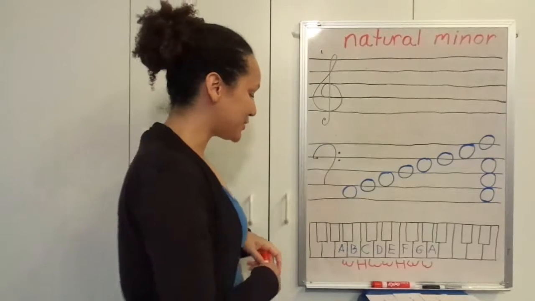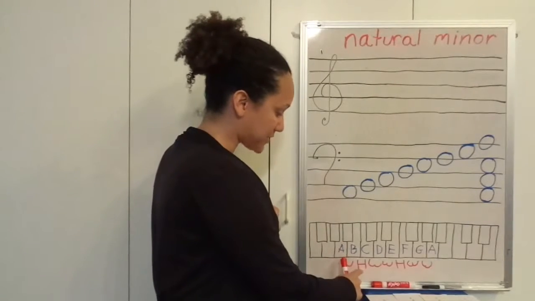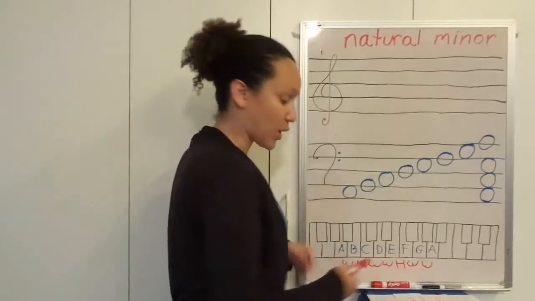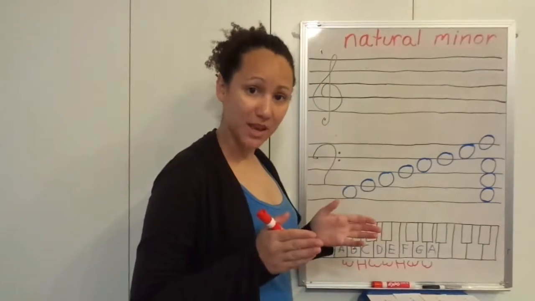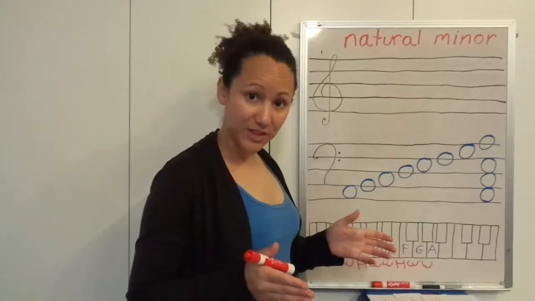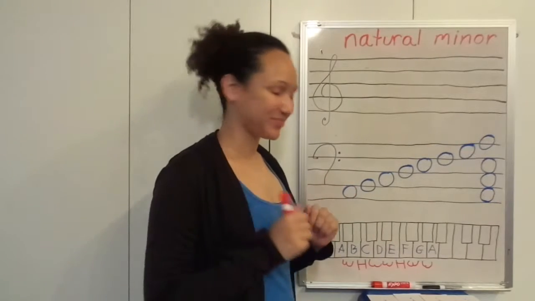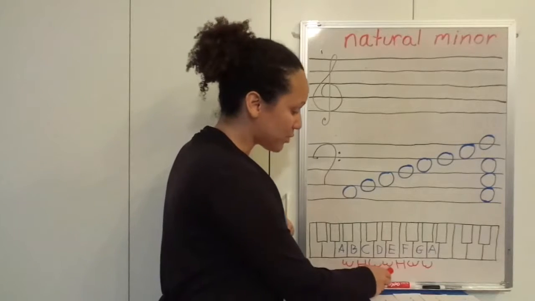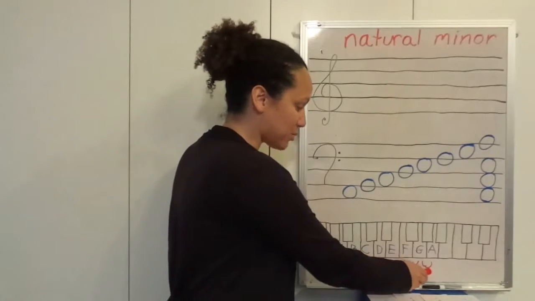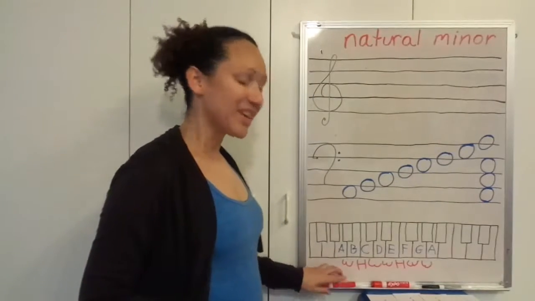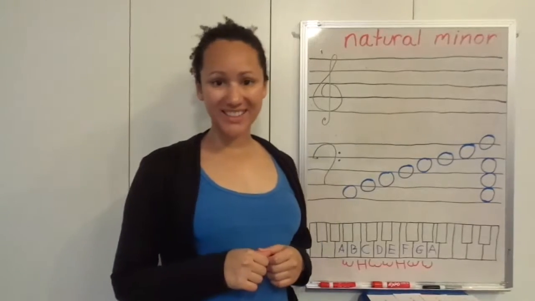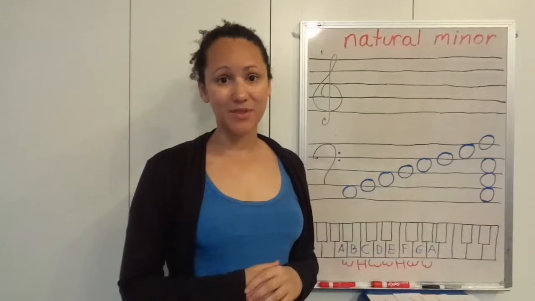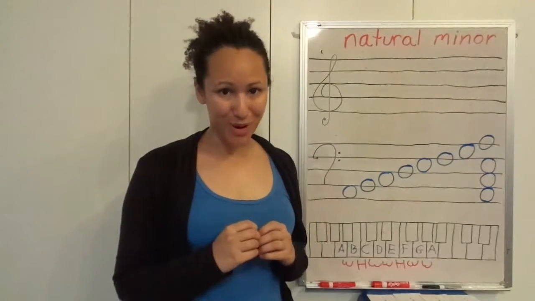Go ahead and say it a few times. Whole step, half step, whole step, half step, whole step, whole step. One more time. Whole step, half step, whole step, half step, whole step, whole step. The more you're able to memorize this, the more that minors in general will become very easy. So practice it as much as possible.